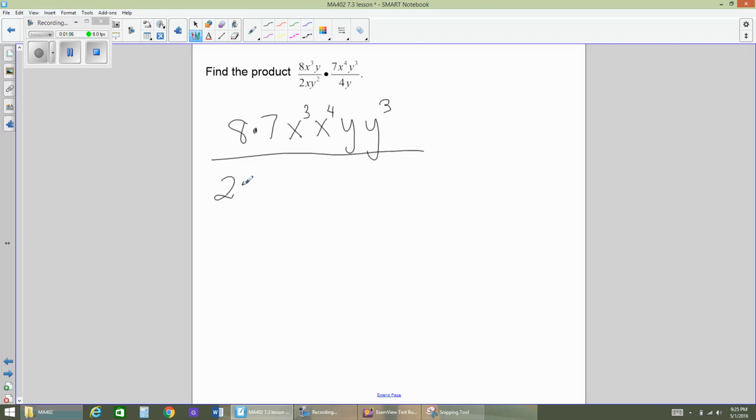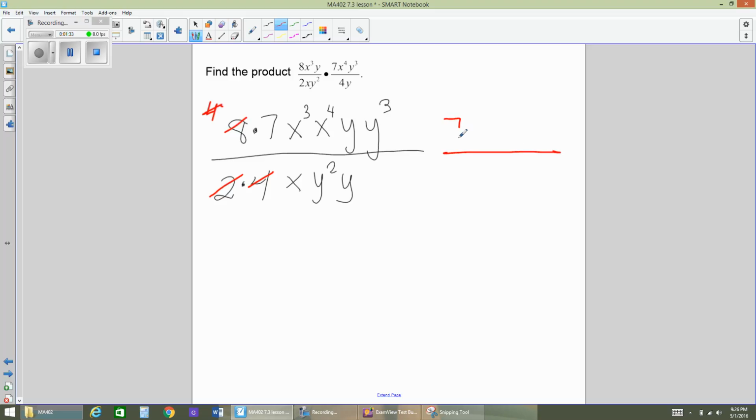Then I put the 2 next to the 4, and in the order of the alphabet, I put everything in the denominator, like so. Now, I am going to go ahead and simplify. So grab your color. I'm going to say that 2 goes into 8 4 times, and that 4 goes into 4 once. So we're done.